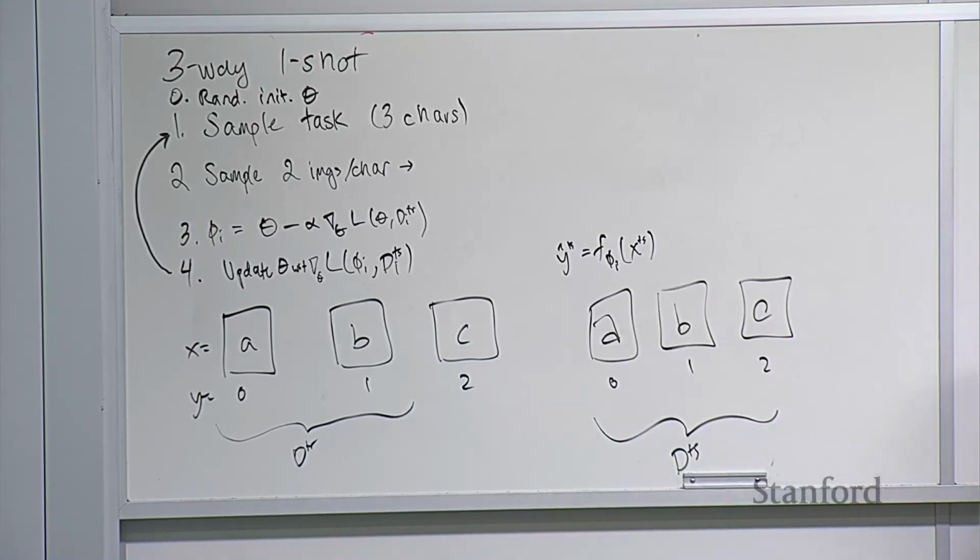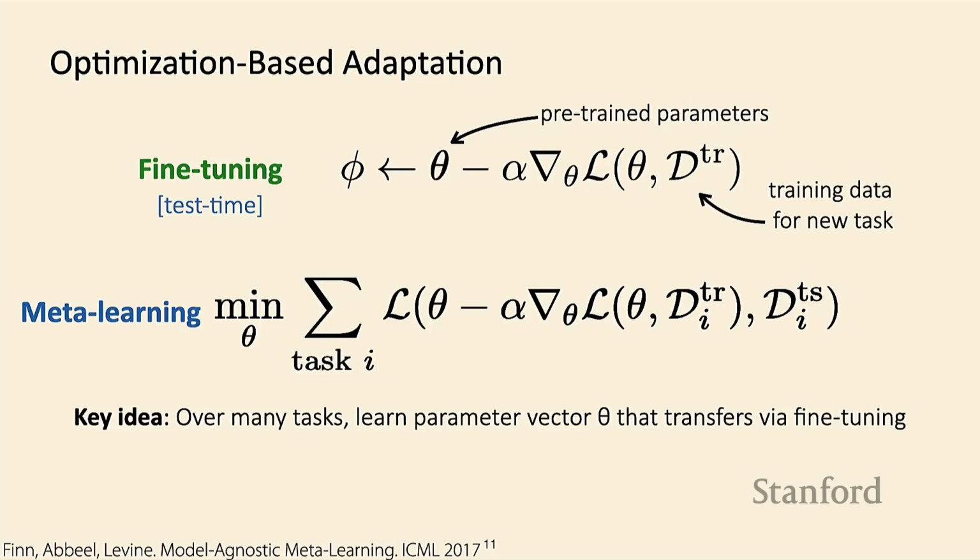Yeah? I'm slightly confused about how phi I and theta are related to each other. So at step 3, you get phi I from just modifying theta, but for step 4, you are updating theta using the gradient obtained through phi I. Okay. So that's the inner algorithm.